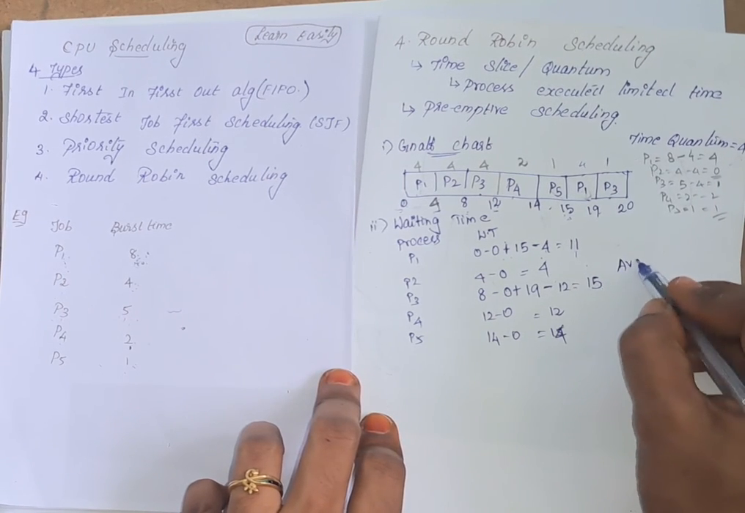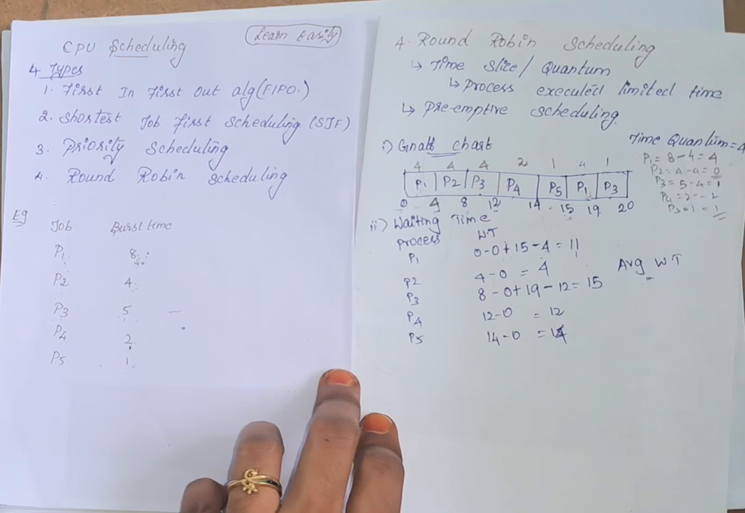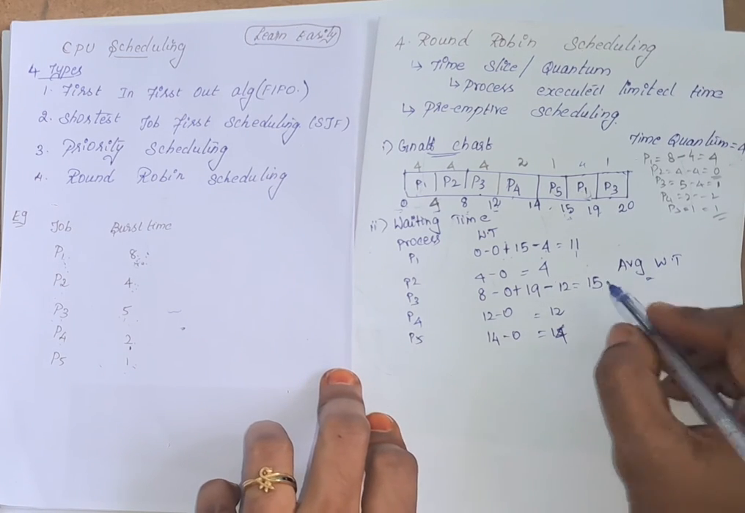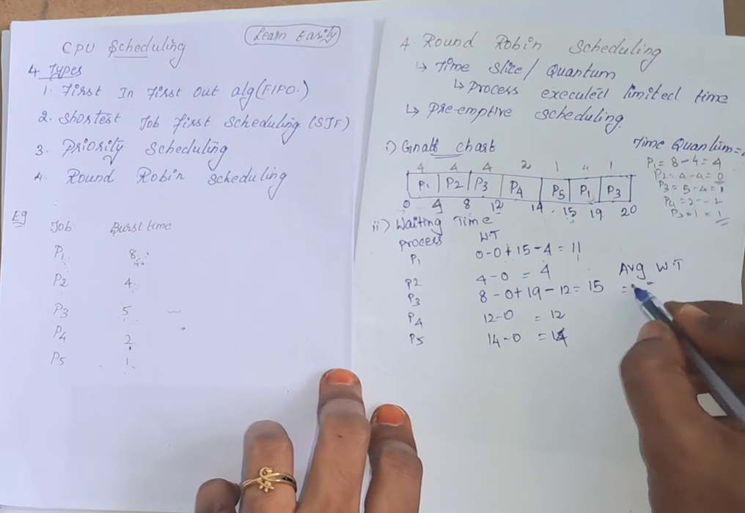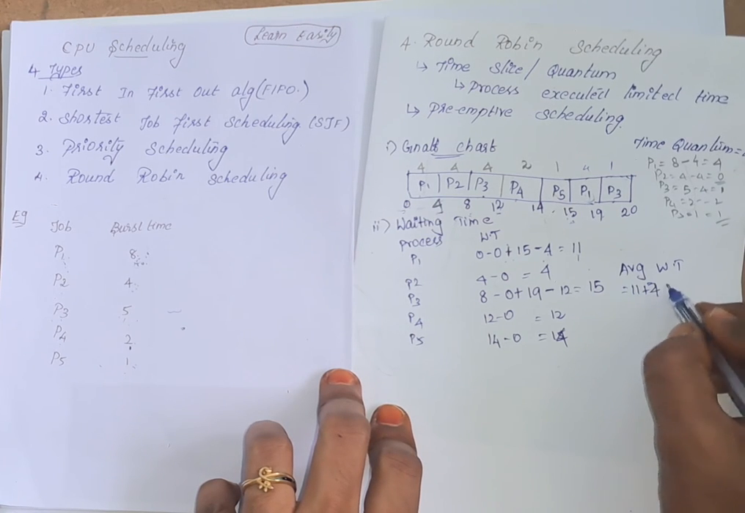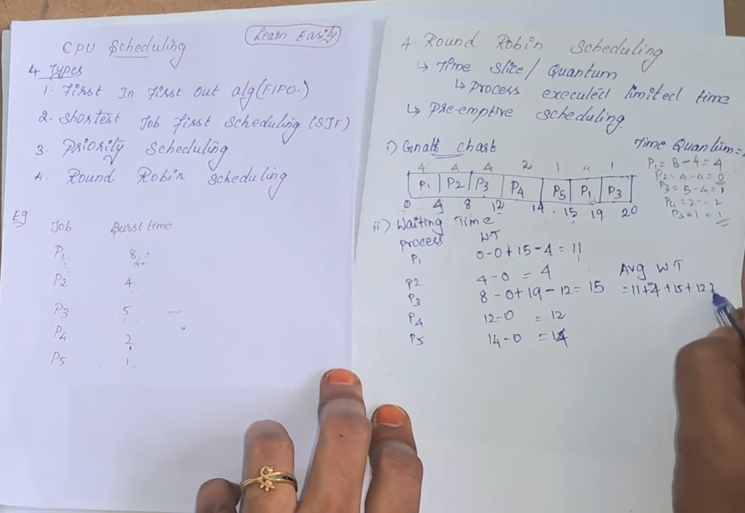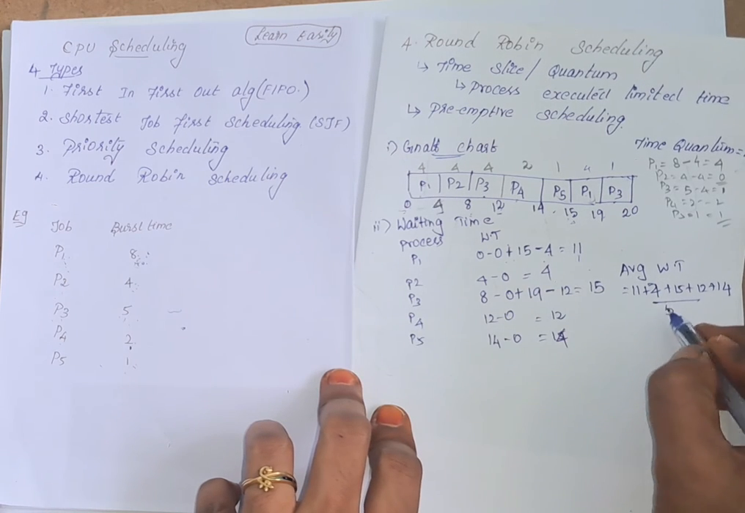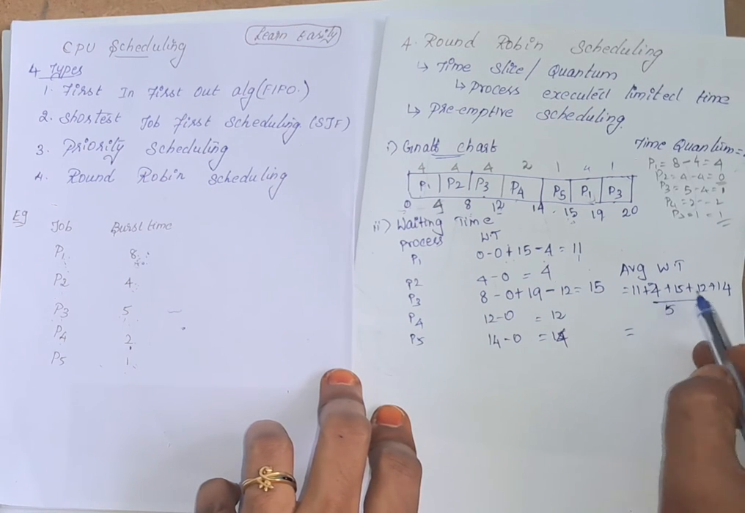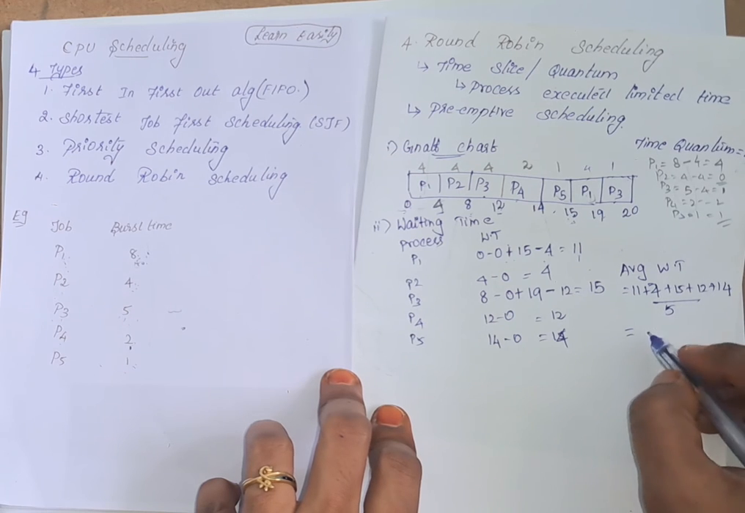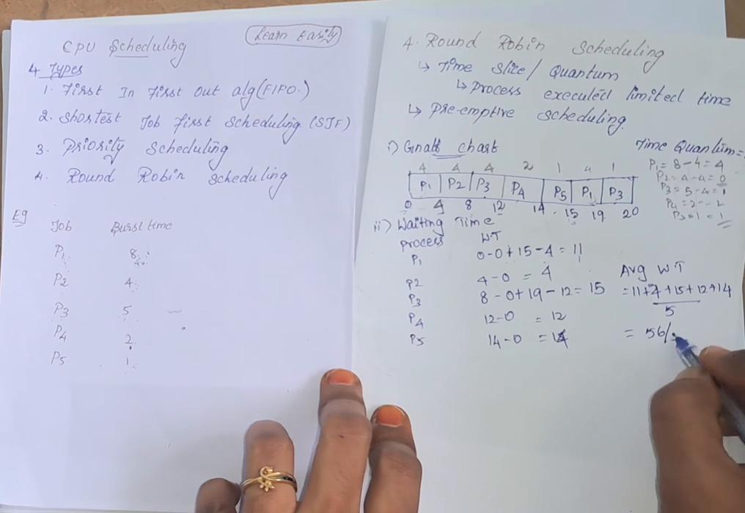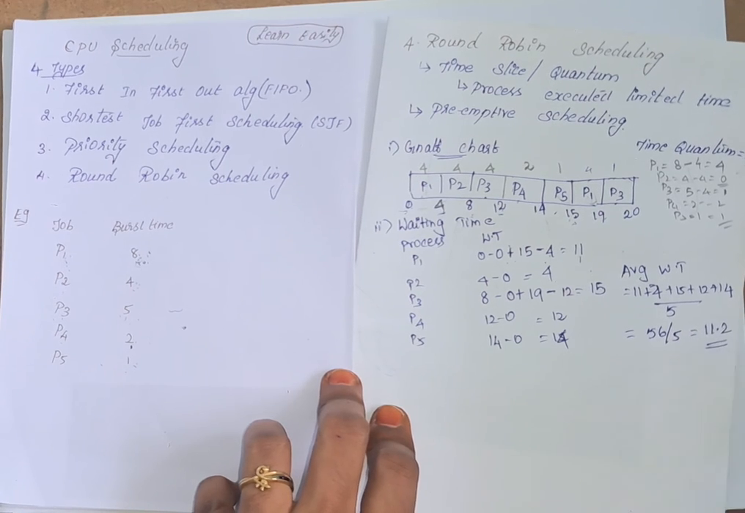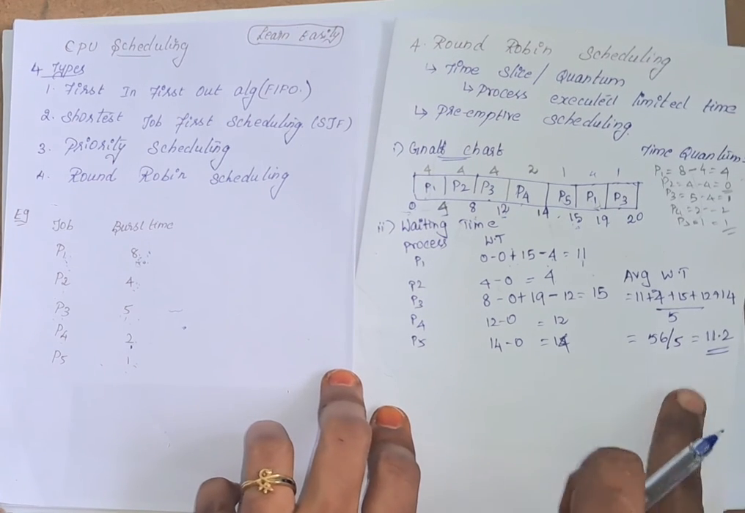Next we have to find our average waiting time. Average waiting time means the sum of these values divided by the number of processes. So that is 11 plus 4 plus 15 plus 12 plus 14 divided by the number of processes, 5. So 15, 30, 56 by 5. So that is 11.2. So the average waiting time is 11.2.